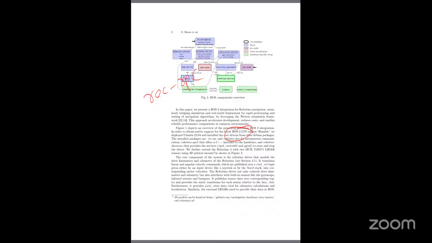Then Robotino 4 hardware extension. Normally the Robotino has infrared sensors, but the researchers have added SICK TIM571 LiDAR sensors. Why have they added LiDAR sensors? Because infrared sensors detect only small distances. But if we need very large distances, for example 360 degree scanning with more accuracy, we need LiDAR. Because of LiDAR, the navigation will be more accurate.